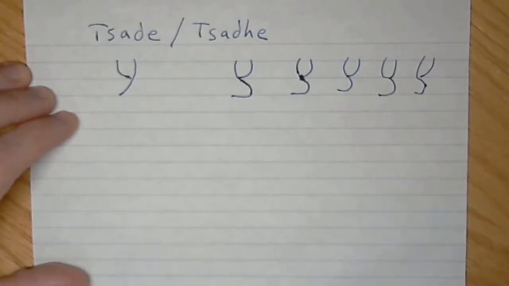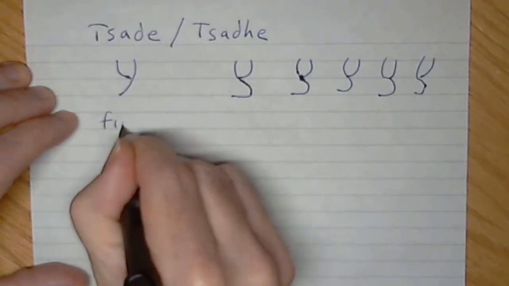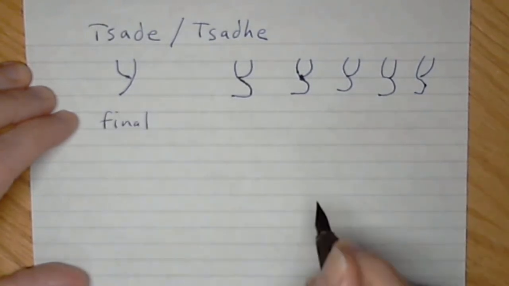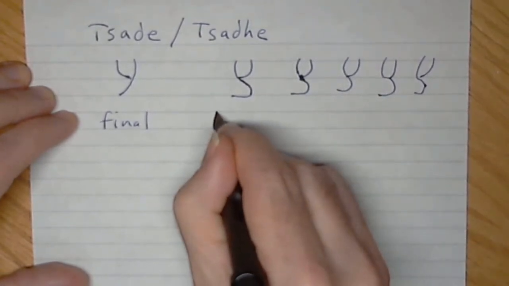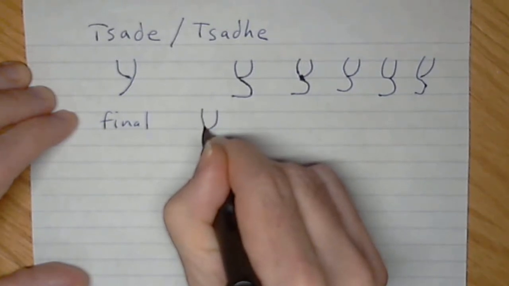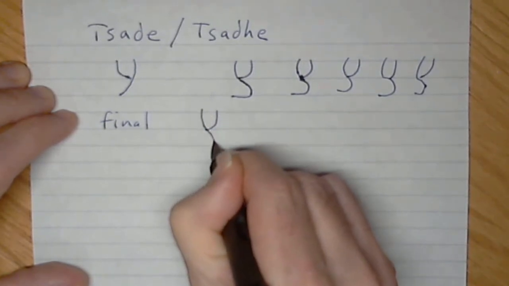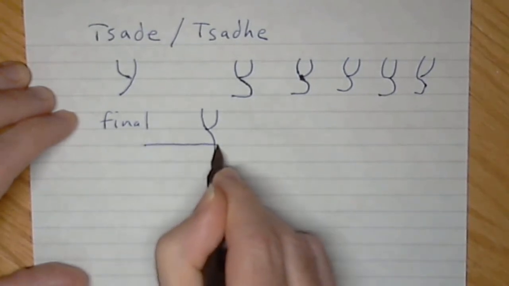There's also a final form of this letter. And that final form is going to go down below the line again, kind of similar to a pay. So the first line is the same, and then we come down like we're going to do the regular Tsade, but then we bail out and we head down below the line. So here's the normal bottom.